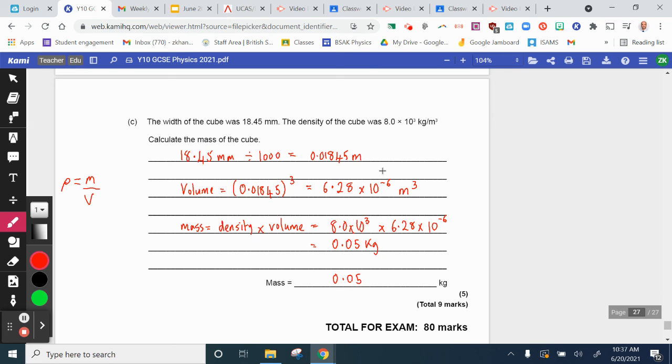Converting into meters, there's a mark there. Finding the volume, there's a mark there. Putting the values in, rearranging the equation, there's a couple of marks there. And then your final answer of 0.05 kilograms, and there's your final mark.